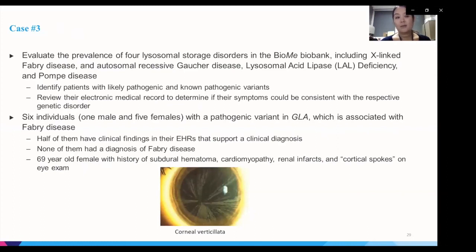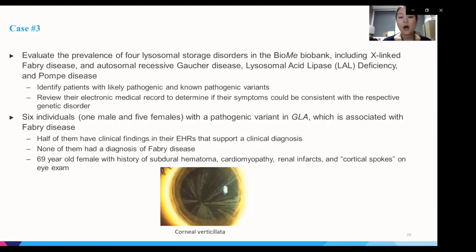I sought to identify patients with likely pathogenic or known pathogenic variants in those disorders, and review their electronic medical record to determine if their symptoms were consistent with the respective genetic disorder. I did find 6 individuals with a pathogenic variant in GLA, which is the gene associated with Fabry disease. And after looking in their charts, half of them had clinical findings that were supportive of a clinical diagnosis of Fabry disease.